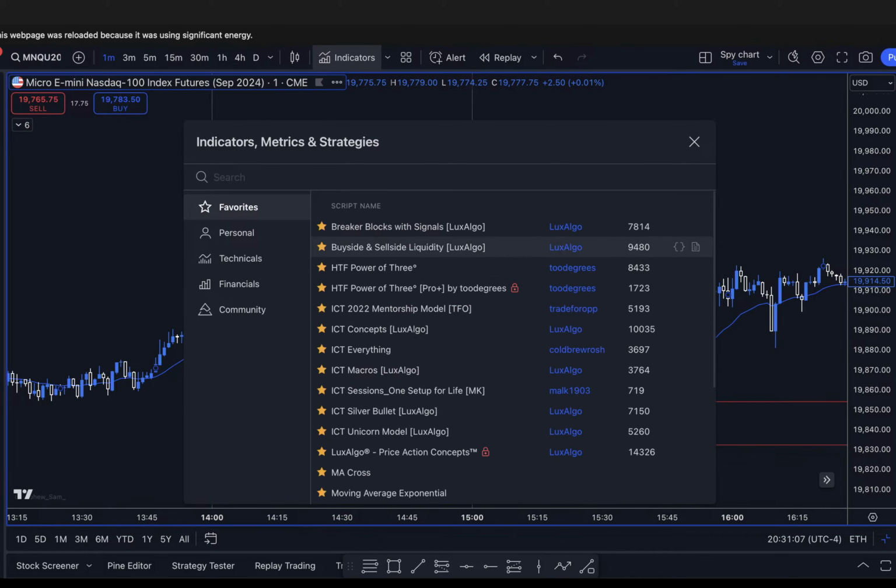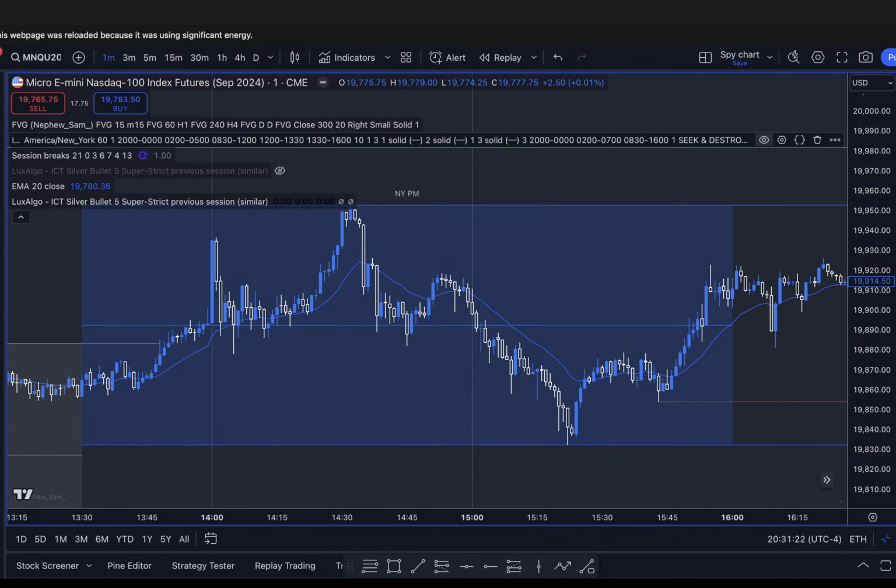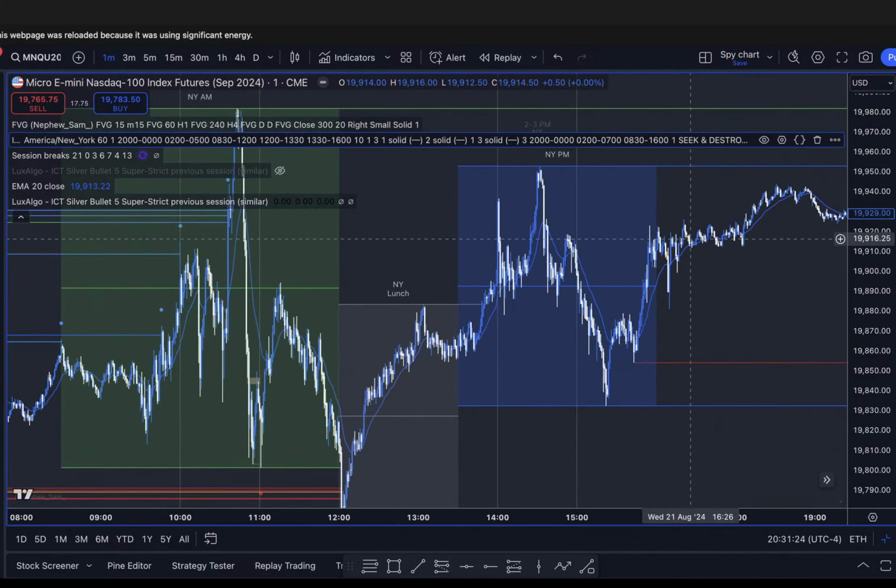It's ICT Silver Bullet Lux Algo. And then ICT Sessions Indicator by Malik 1903 shows your sessions. So I use that a lot. It shows where I'm taking my profit.